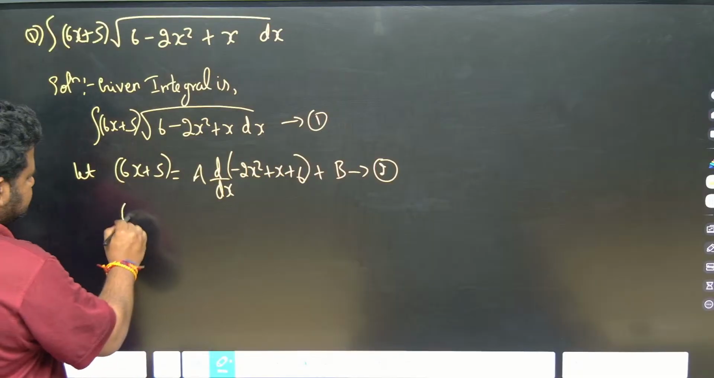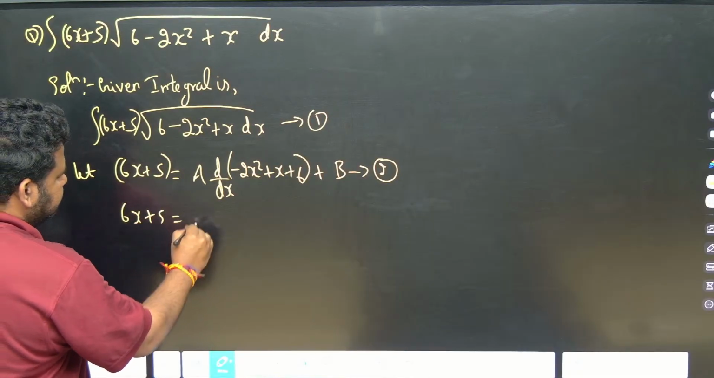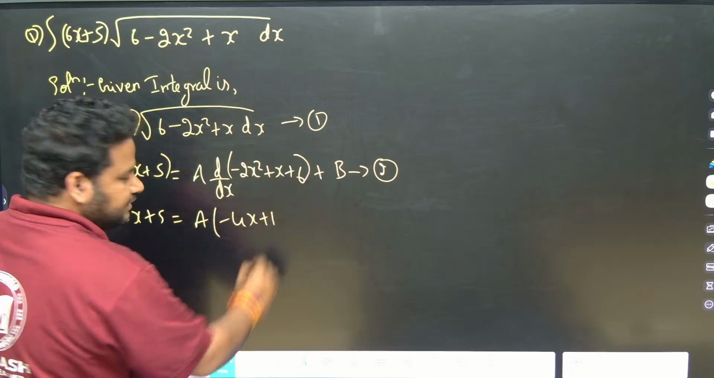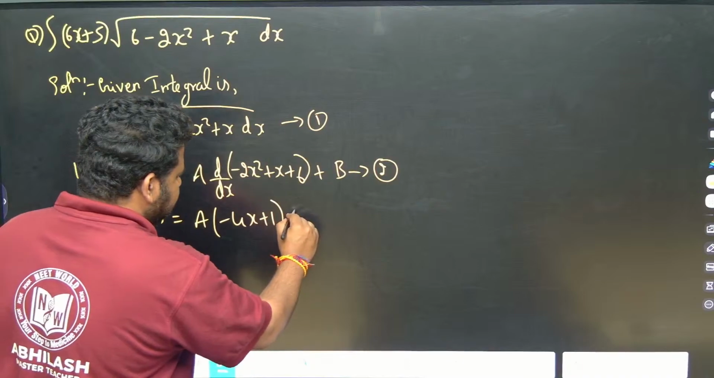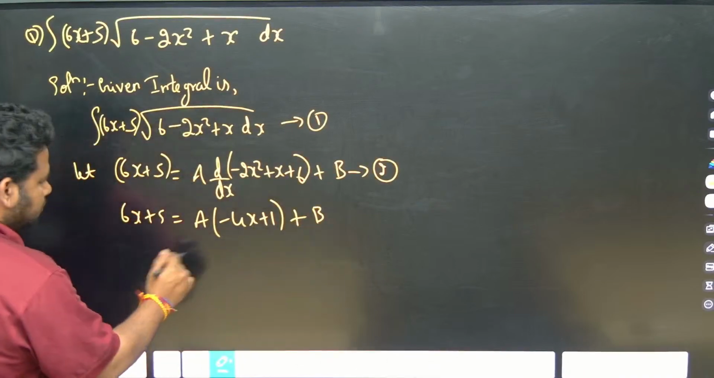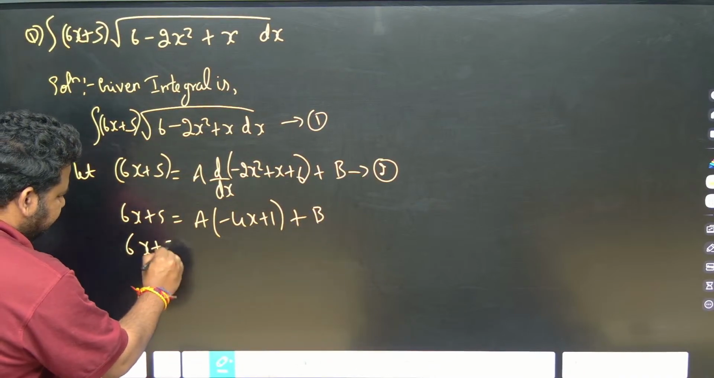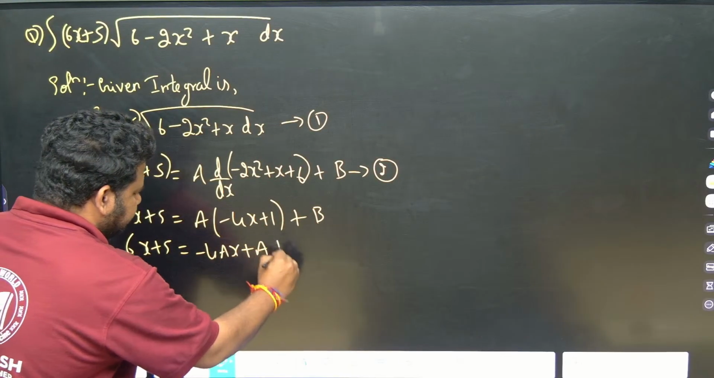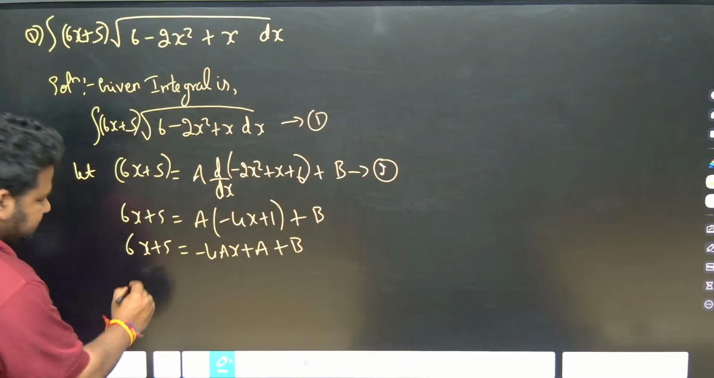Now 6x plus 5 will be equal to a into d by dx of this, which is minus 4x plus 1. Okay, derivative of 6 is 0, that is, constant is 0, plus b. Now let us multiply this. 6x plus 5 will be equal to minus 4ax plus a, plus b. Now we have to compare the coefficients.